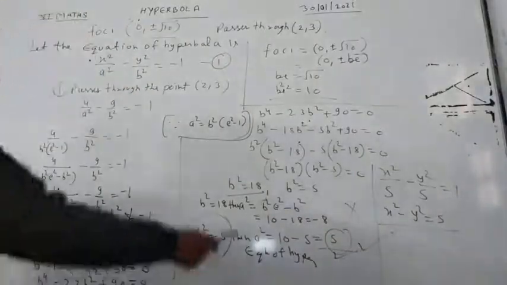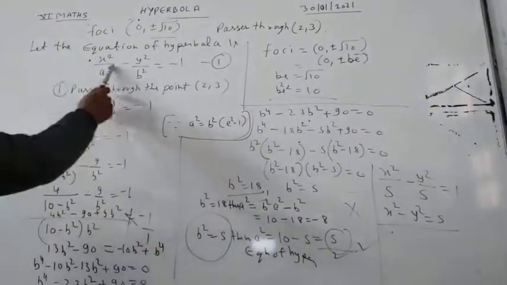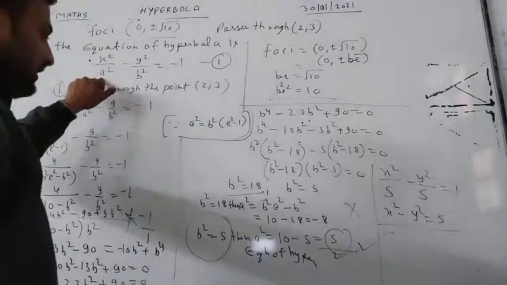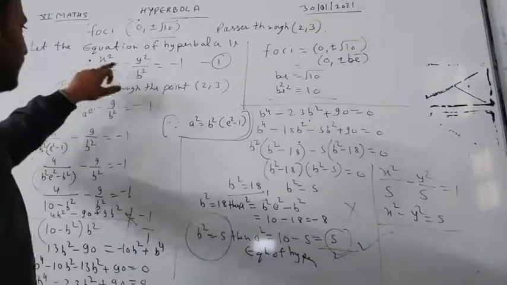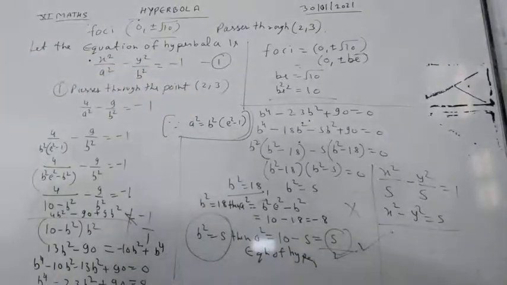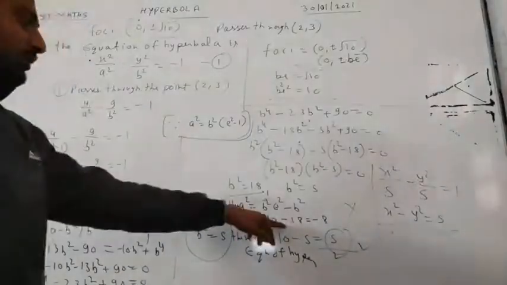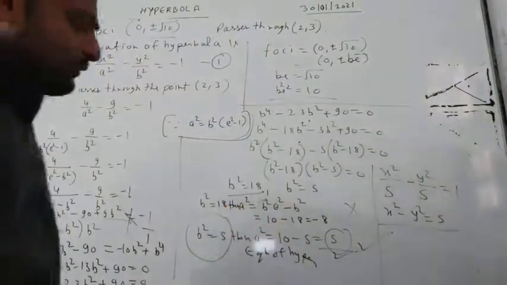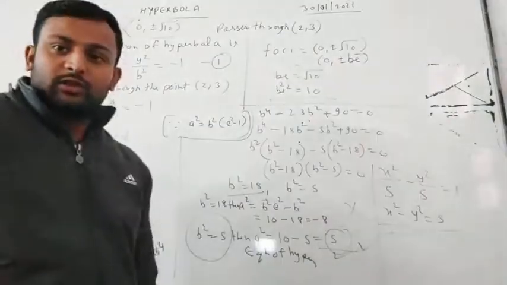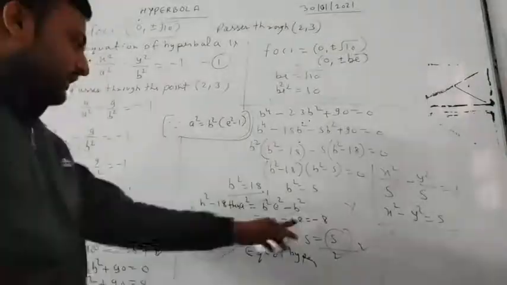So when we put the values of a² and b² in this equation, we get x²/(−8) − y²/18 = −1, students. When we take the minus outside, it will change into the equation of an ellipse. So this case is not possible, students, because we have to find the equation of a hyperbola, and this is not a hyperbola, so we cannot get the equation of an ellipse. Okay, so this case is not possible.